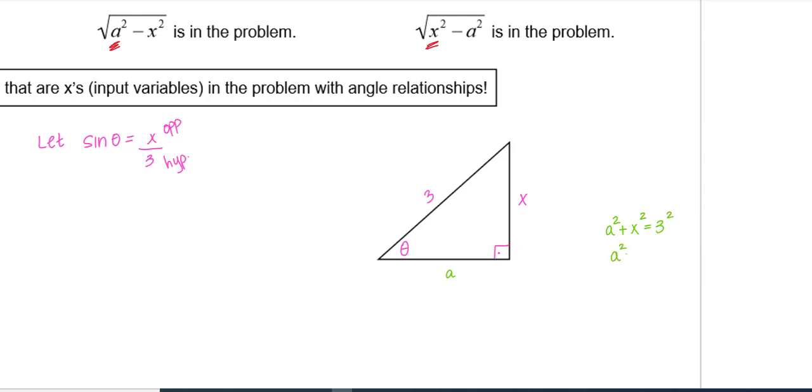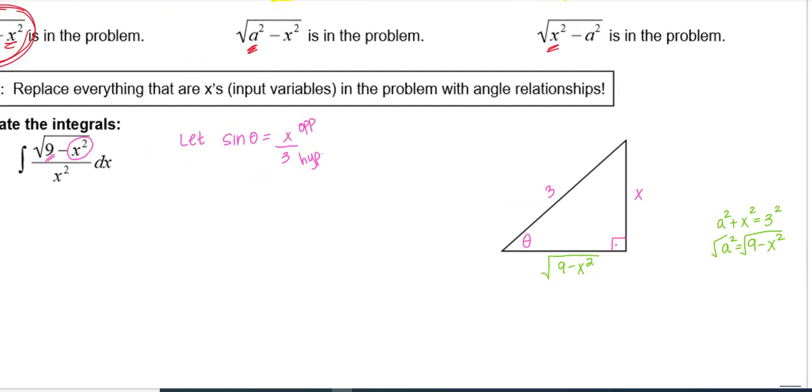Again, I'm solving for a. 3 squared is 9. If I subtract the x squared from both sides, then take the square root, I can see that this leg will be the square root of 9 minus x squared. If that is matching the square root that is in your integrand, then this is the correct trig substitution. If it does not match, you have chosen the wrong trig function. Don't continue. Change your trig function.